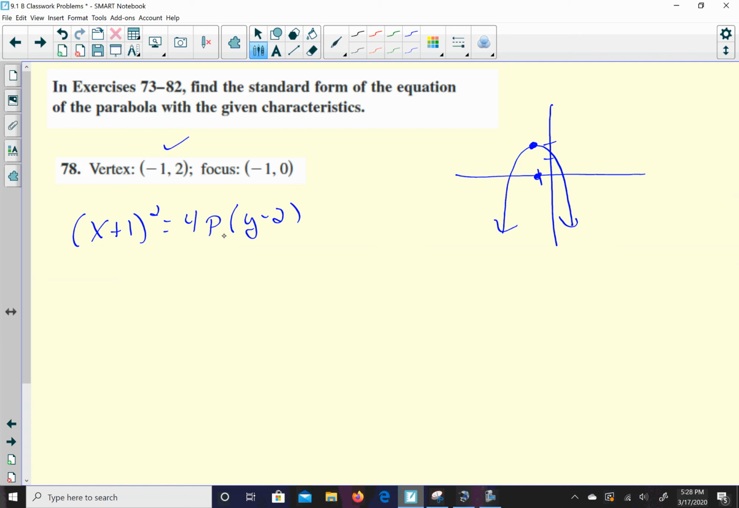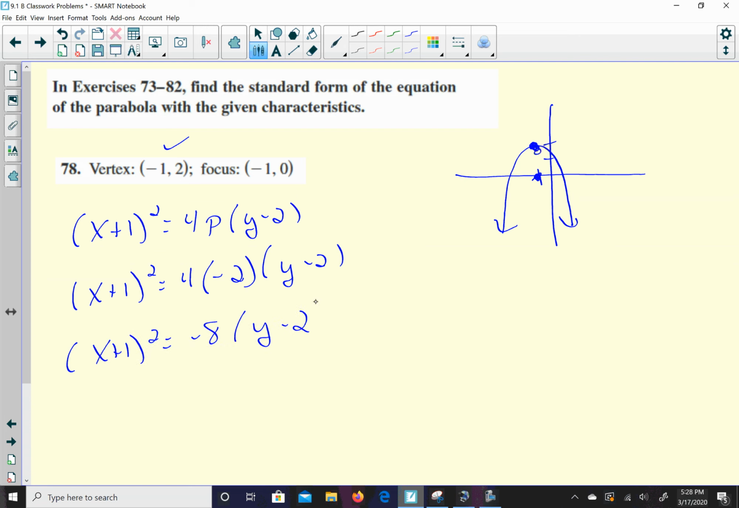Now the p is the distance between the focus and the vertex, which is 2 units away. So I'm going to have (x + 1) squared is equal to 4, and then since it's going down, I'm going to make that a negative 2, (y - 2). So I'm going to have (x + 1) squared is equal to -8 times the quantity (y - 2). And that's my parabola in standard form, and I don't think it wants anything else besides that.